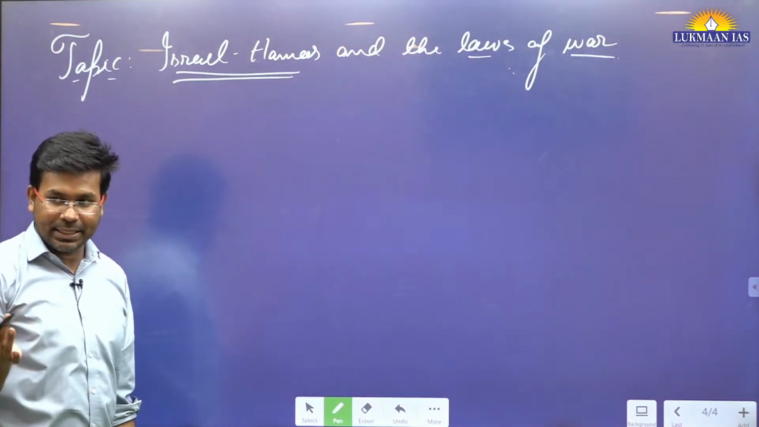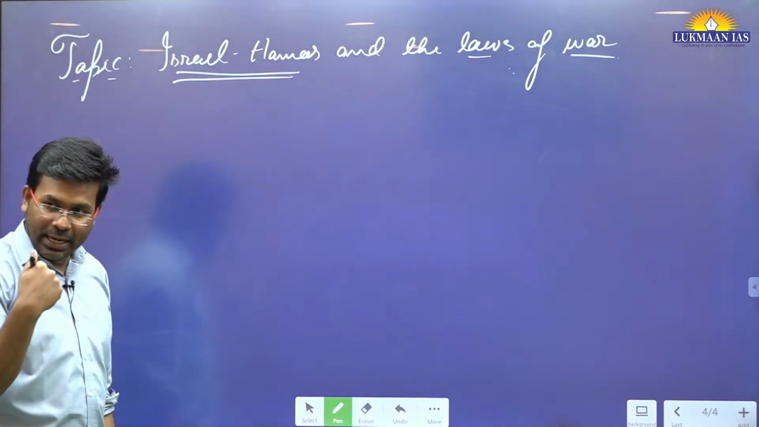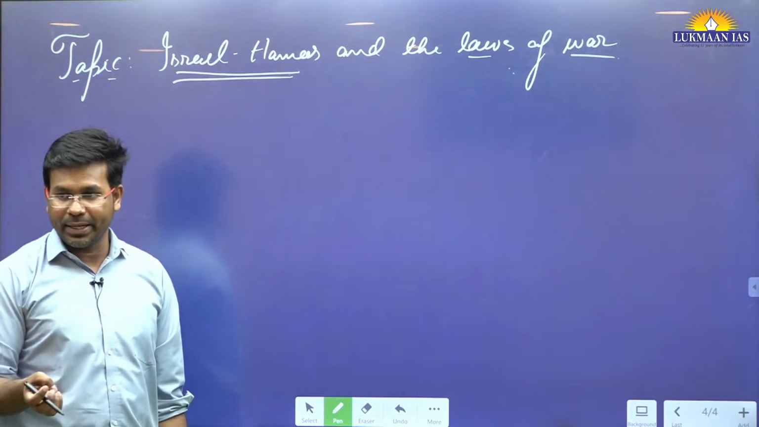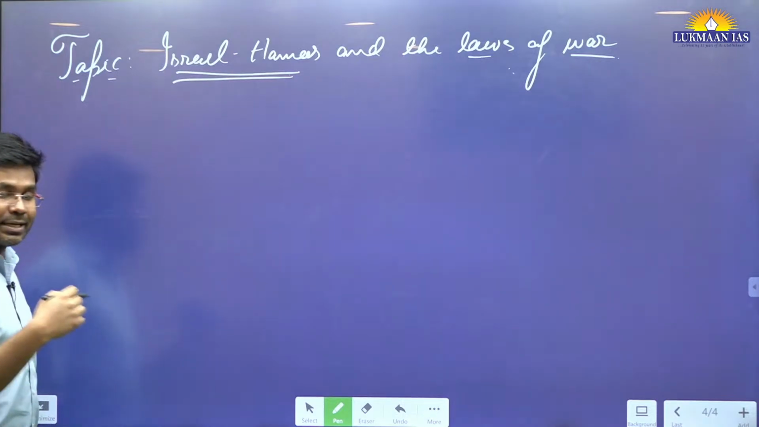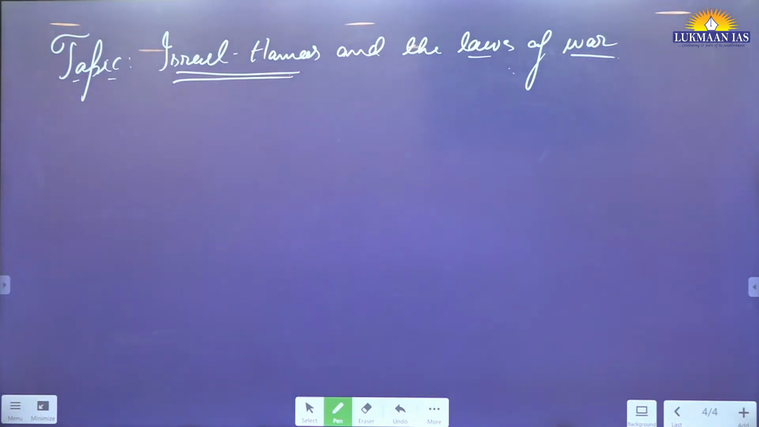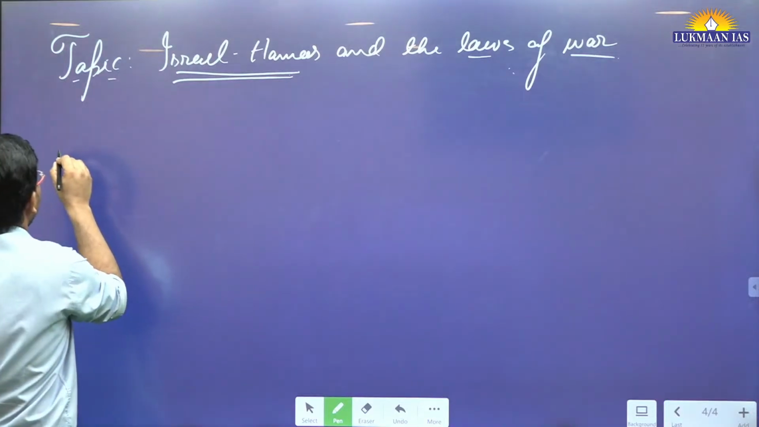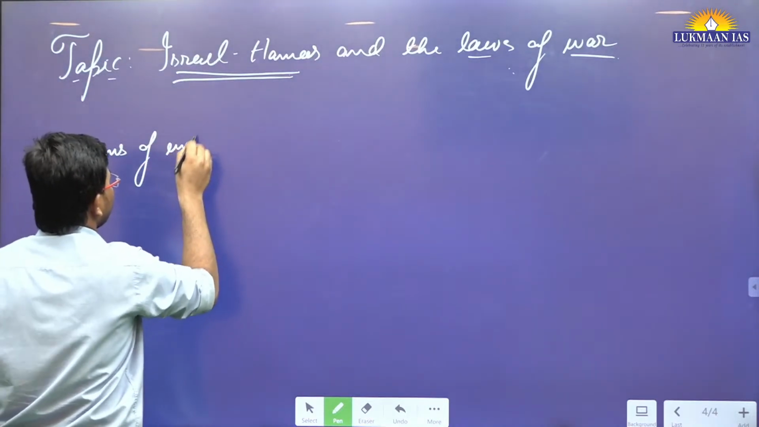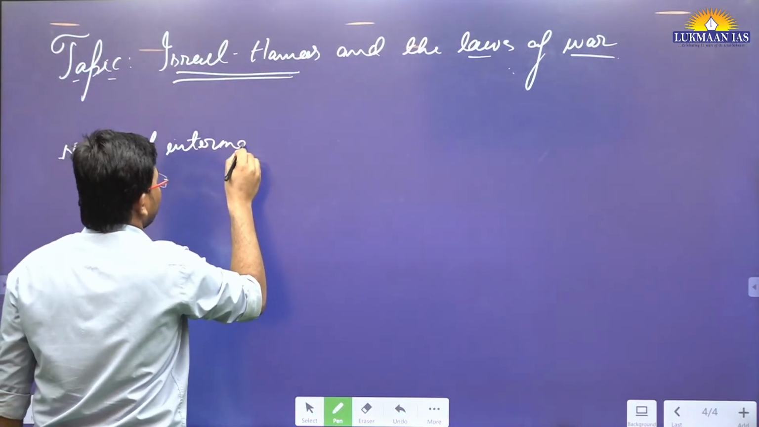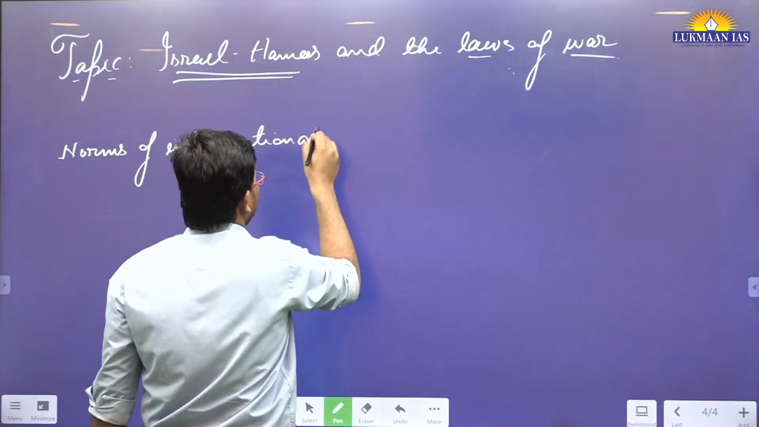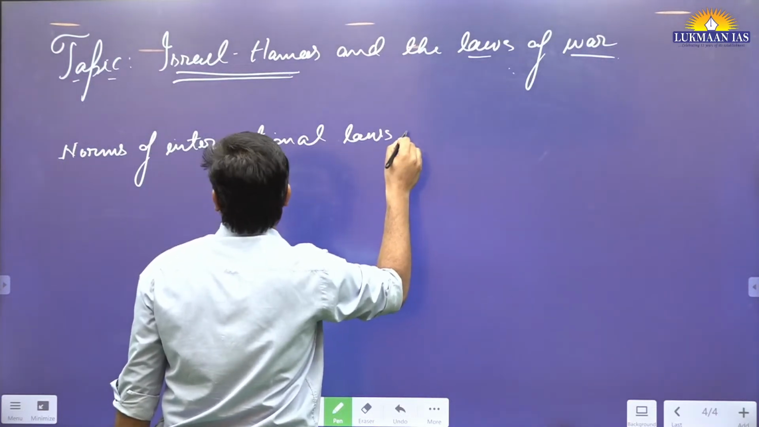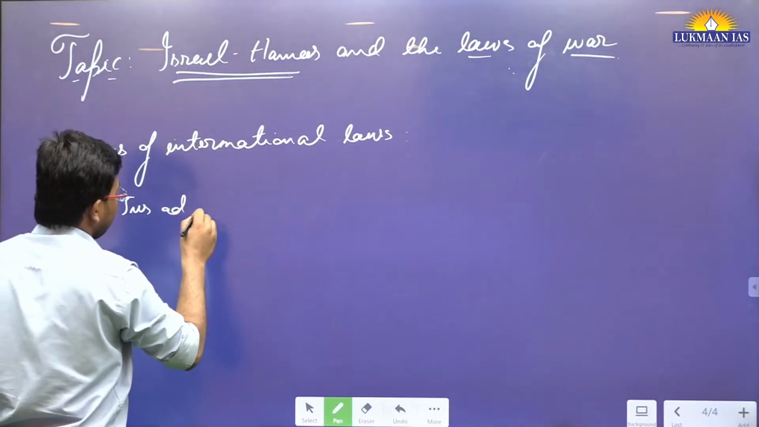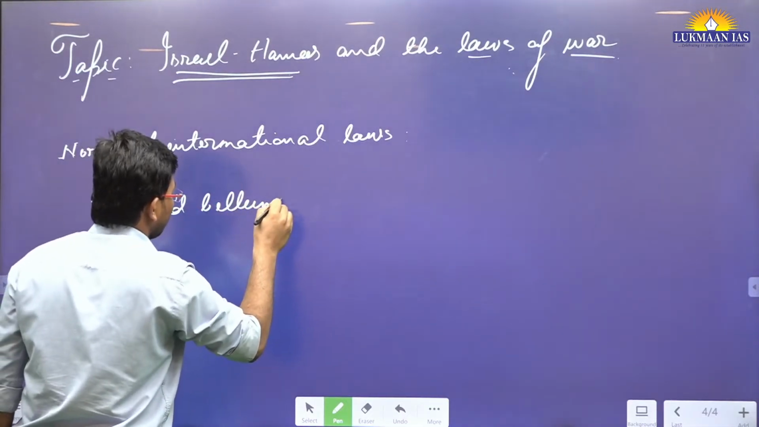As we already discussed, Hamas has launched an attack on Israel and then Israel is retaliating. However, in this attack, human beings are being killed. So in international law, there are certain norms, and these norms are known as jus ad bellum. Okay, so these are norms of international law. One of the norms is jus ad bellum.